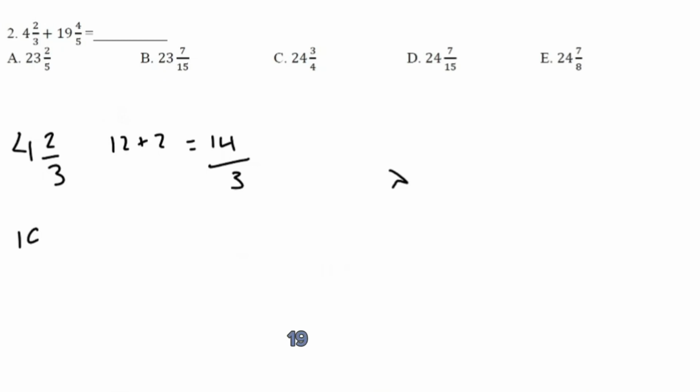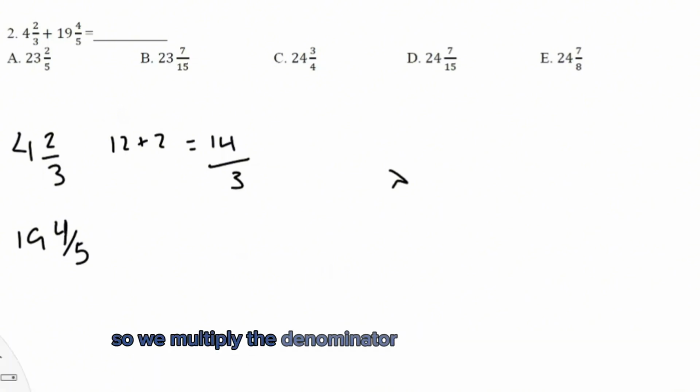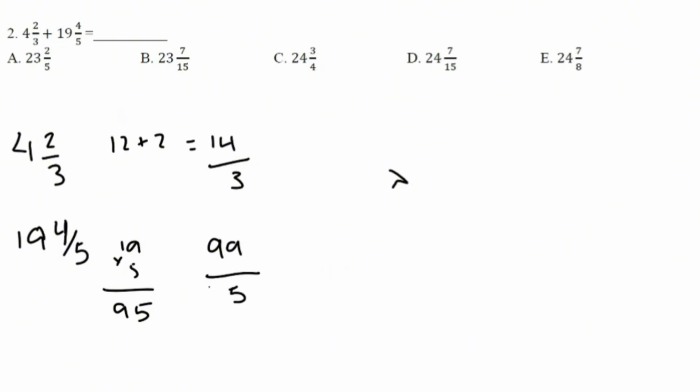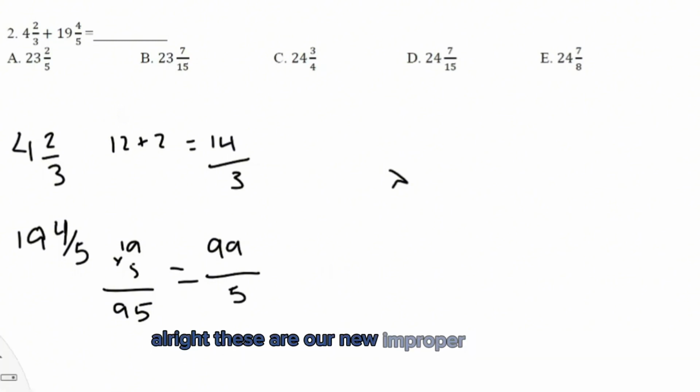So that's our new fraction in improper fraction form. Next, 19 and 4/5 is what in improper fraction? So we have 19 and 4/5, so we multiply the denominator and the whole number. So 19 times 5 equals 95. 95 plus 4 is 99. And we add back the original denominator, so it's 99 over 5. Alright, so these are our new improper fractions.